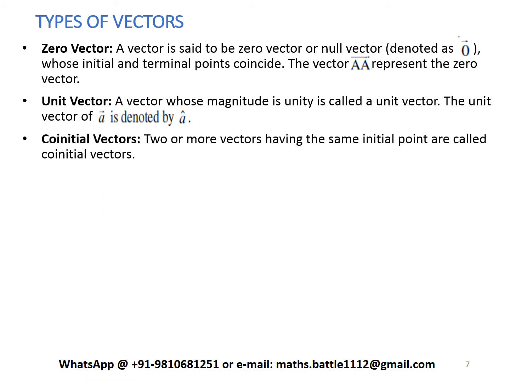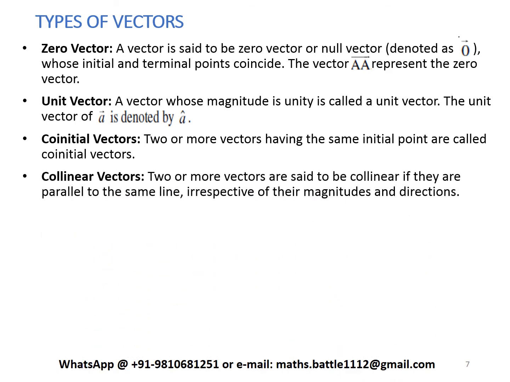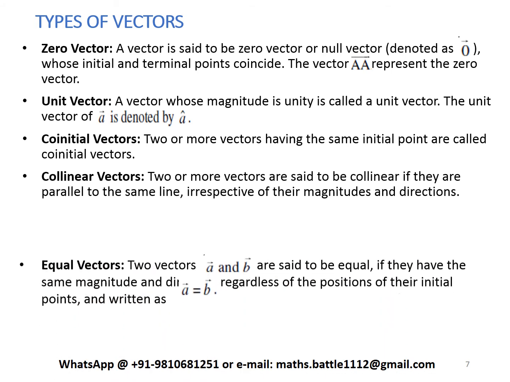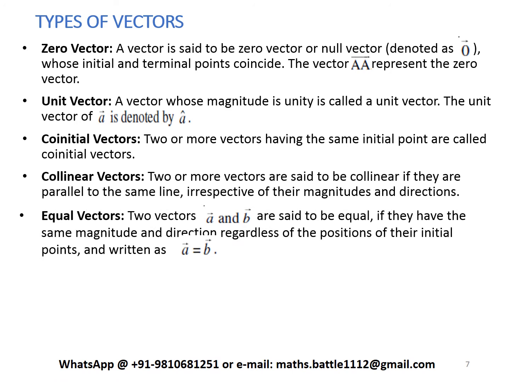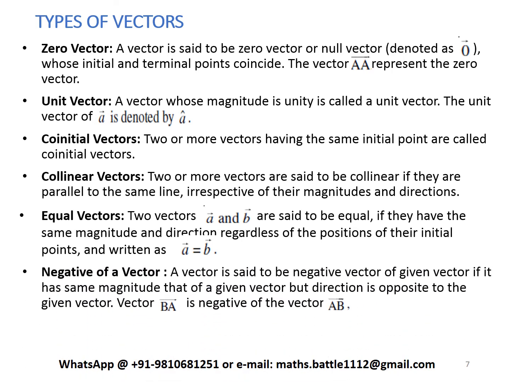Co-initial vectors. Two or more vectors having the same initial point are called co-initial vectors. Collinear vectors. Two or more vectors are said to be collinear if they are parallel to the same line, irrespective of their magnitude and direction. Equal vectors. Two vectors a and b are said to be equal if they have the same magnitude and direction regardless of the position of their initial points, and written as vector a equal to vector b.